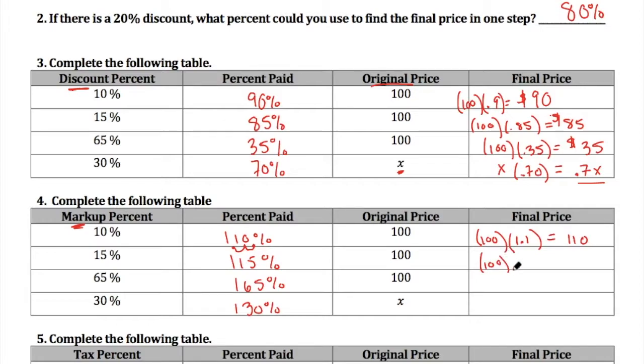Again, if the price is $100 and we're multiplying by 1.15, now we're going to get $115. All right, this time a 65% markup. 100 times 1.65. And that's going to give us $165. What happens if it's an X, an unknown price? X times 1.30 is going to give us 1.3x, just an expression to represent that.